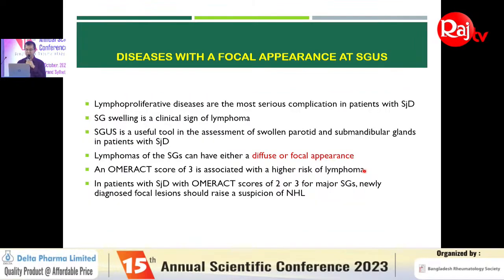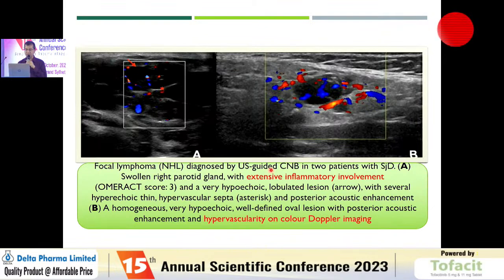If anybody has a focal large anechoic area, we should suspect that the patient might have developed lymphoma, which usually has a focal appearance, but diffuse may be possible. So this is a picture showing a large hypoechoic area with increased color Doppler vascularity. A single hypoechoic area with increased Doppler changes goes in favor of lymphoma.